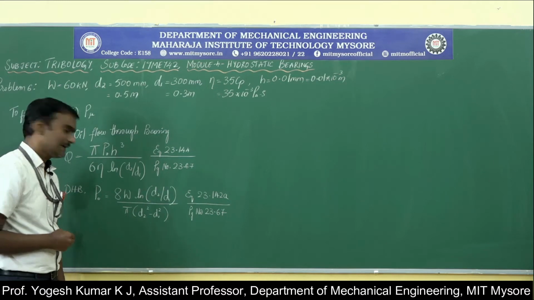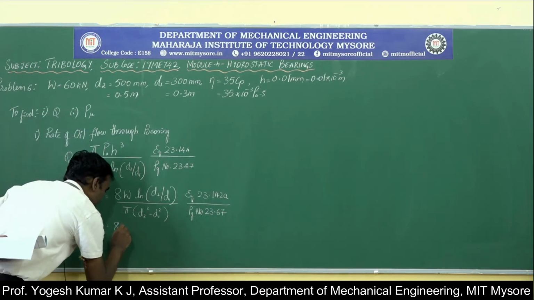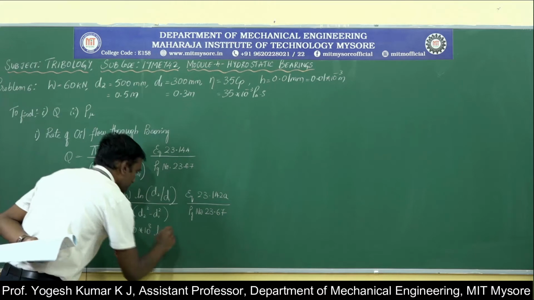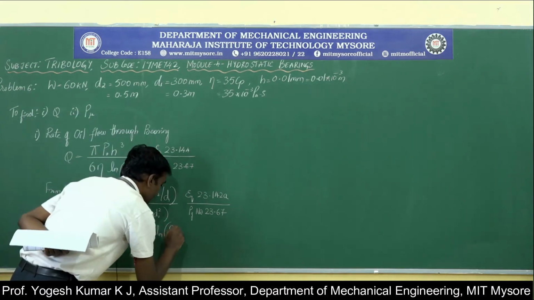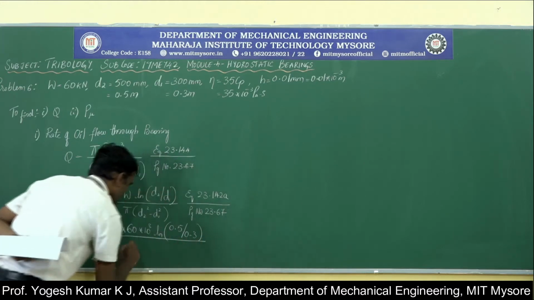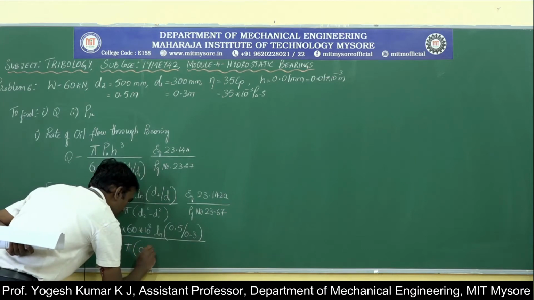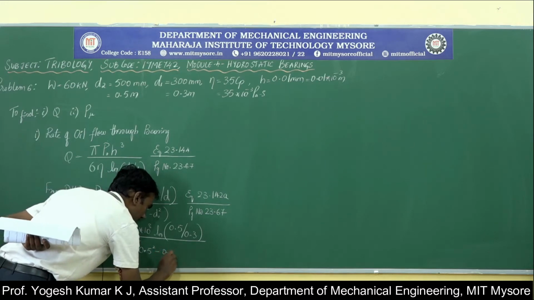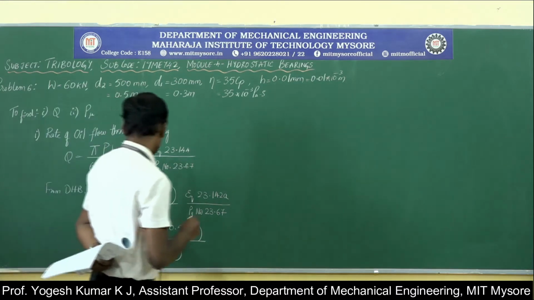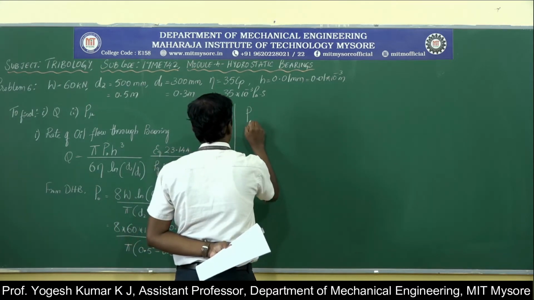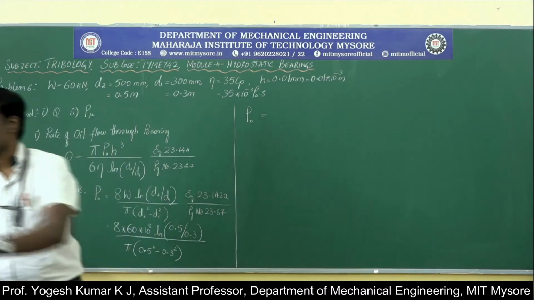Let us substitute these values and get the value of P naught. 60 kilonewton, 60 into 10 power 3, natural log d2 0.5, d1 0.3, divided by pi times 0.5 square minus 0.3 square. So let us calculate it.